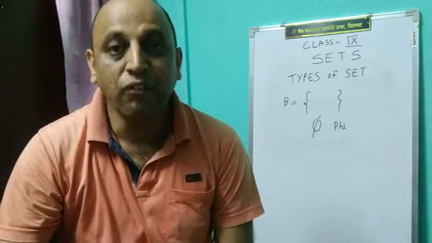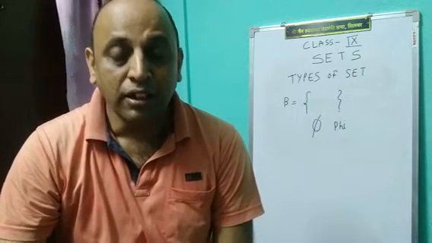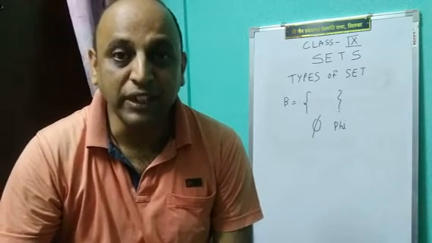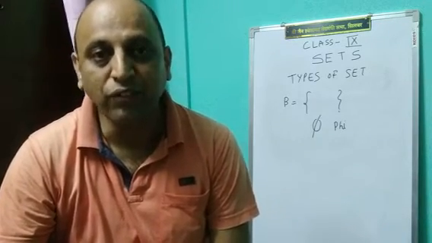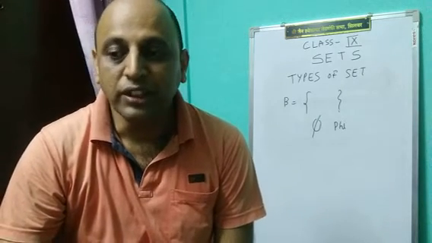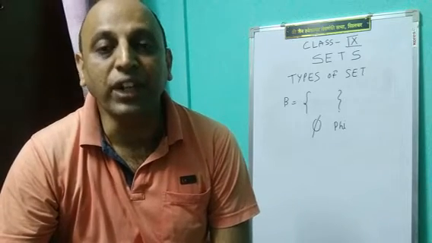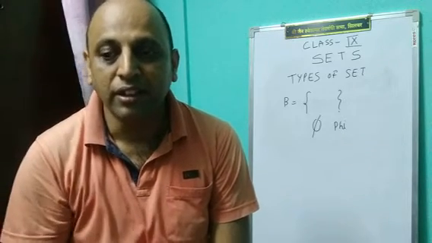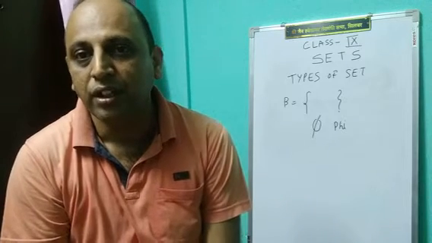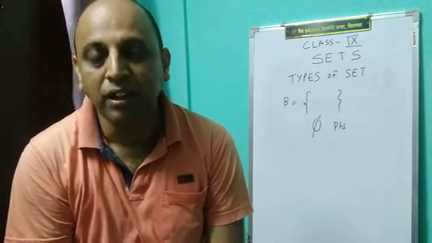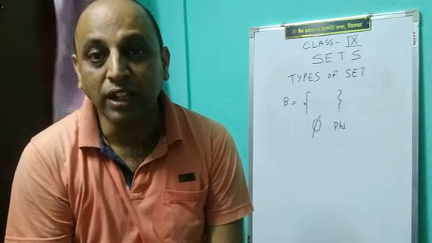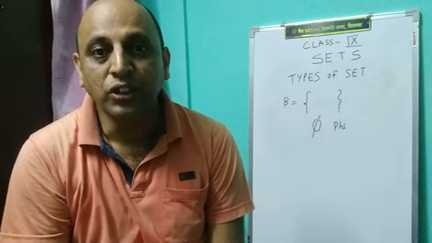Next type of set is finite set. A set which contains a number of elements which can be counted is known as finite set. The number of elements are countable. For example, 7 days of a week, 12 months of a year, these are countable. So, it is known as finite set. Next, we have infinite set. A set whose number of elements cannot be counted or whose number of elements goes up to infinity is known as infinite set. For example, the set of natural numbers, the set of whole numbers, set of integers. These all have infinite number of elements, so they are known as infinite set.